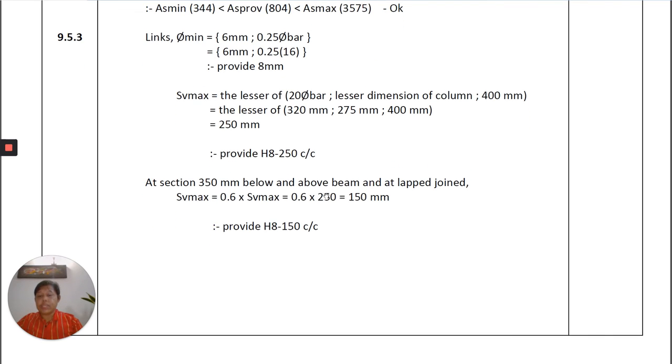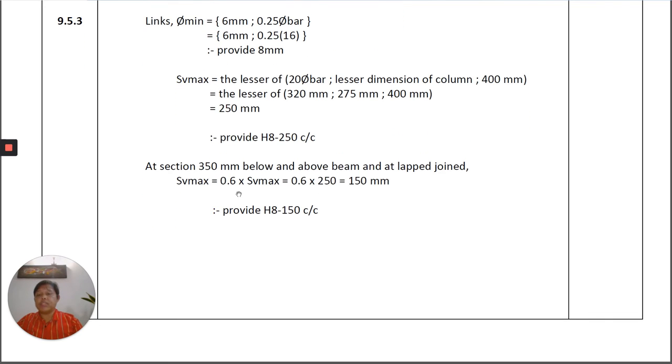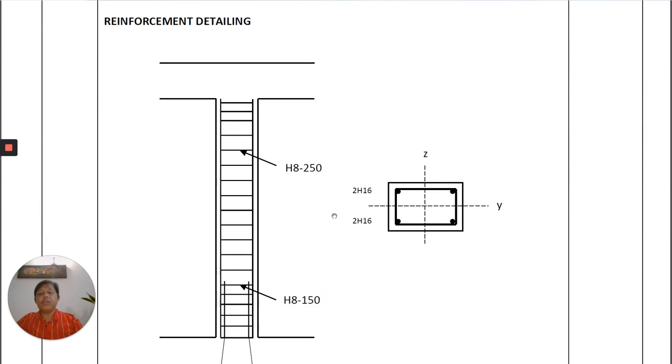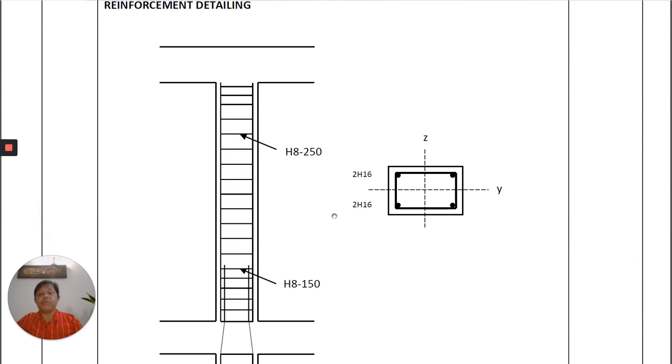At the lapping section, it is actually 0.6 times the spacing that we provide here, which is 250. Then I got the spacing for the reinforcement link at the lapping is 150 millimeter, H8, 150 center to center. Therefore, we have to draw the detailing. In order for us to draw the detailing, we have to draw the detailing for both sections, which is the longitudinal section and also the cross section for both.